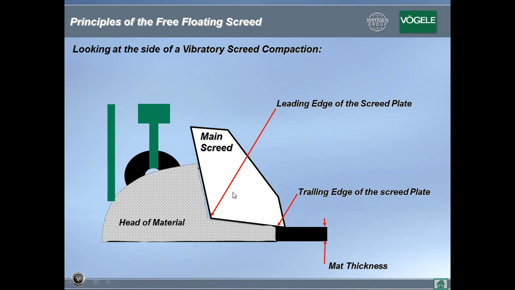Now, at the front of the screed, which we refer to as the leading edge of the screed plate, and at the back of the screed is what we refer to as the trailing edge of the screed plate. And these are two terminologies we'll be using very frequently in the next 45 minutes.